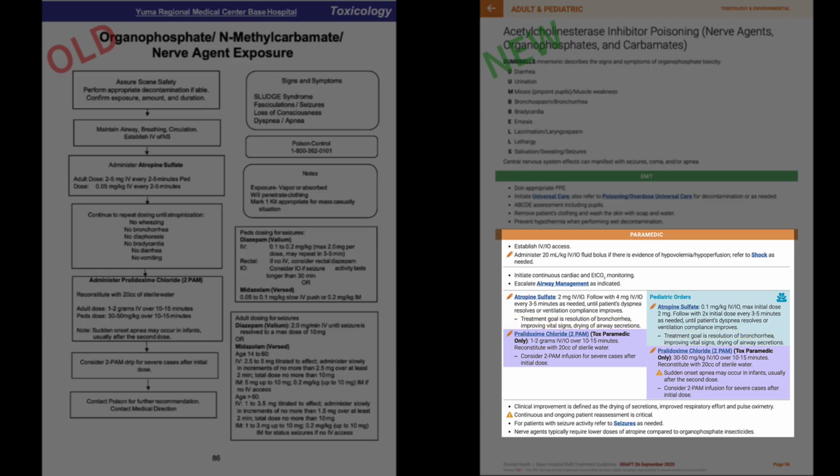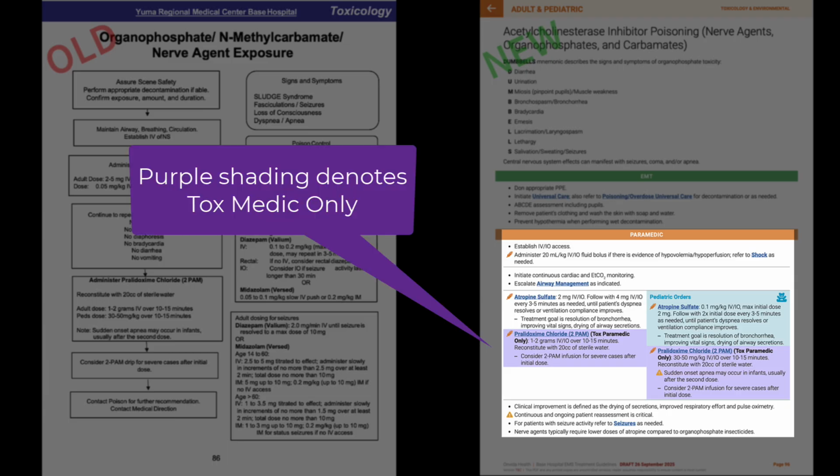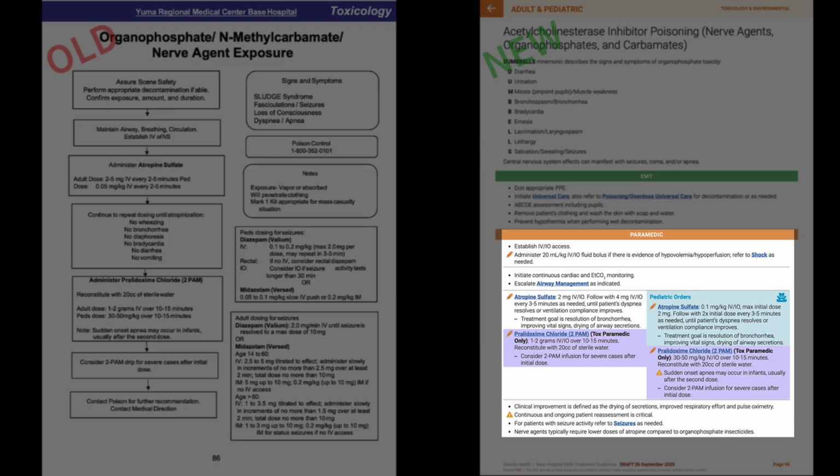The pralidoxime or 2-PAM section remains mostly unchanged, but is now clearly marked as tox paramedic only, reinforcing that it's reserved for specially trained personnel. Dosing for both adults and pediatrics matches the old guideline. For severe cases, a 2-PAM infusion may be considered after the initial bolus. Notice that there's also a pediatric-specific warning retained from the old YRMC version under 2-PAM. Sudden apnea can occur in infants, and that usually happens after the second dose.